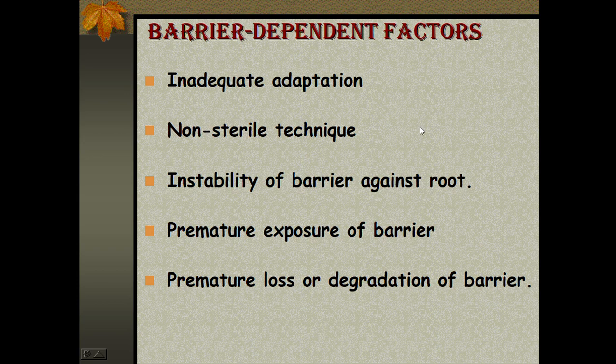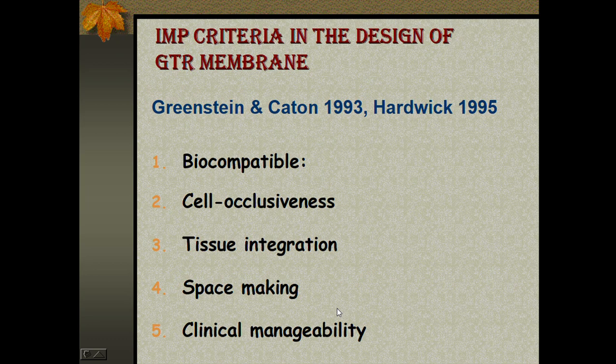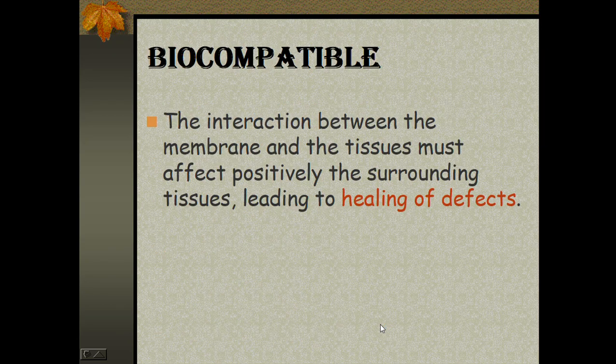Barrier dependent factors: inadequate adaptation, non-sterile technique, instability of barrier against root, premature exposure of barrier, premature loss or degradation of barrier. Important criteria in the design of guided tissue regeneration membrane. I will be explaining all the points in detail. Biocompatibility, cell occlusiveness should be there, tissue integration should be there, space making property should be there and clinical manageability should be there. What is biocompatible? The interaction between the membrane and the tissue must affect positively the surrounding tissue, leading to healing of the defect.